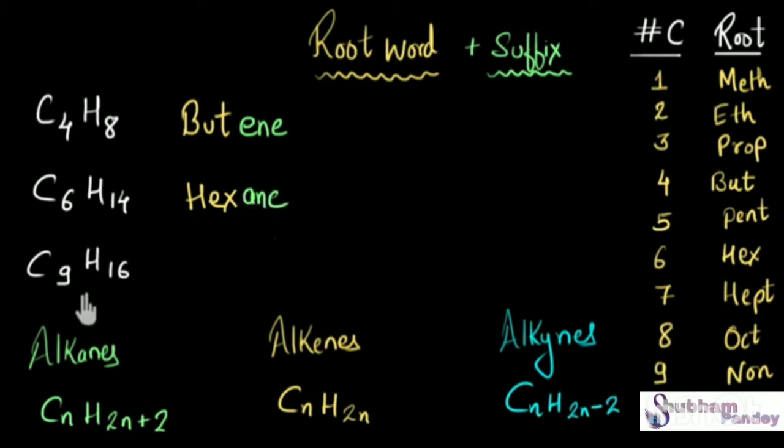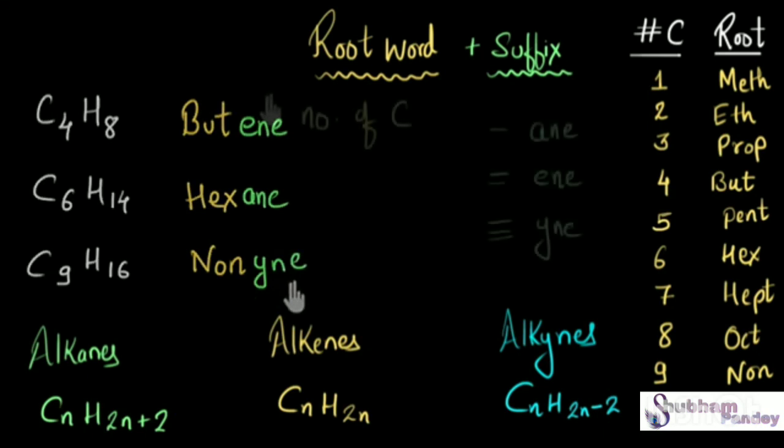Now let's do that for this molecule. This has 9 carbon atoms. So for 9, we use the root word non. And let's see if it's alkane, alkene or alkyne. 9 into 2 is 18, but the hydrogen number is 2 less than 18. So it will be alkyne, 2 less than twice. For alkyne, we use the suffix -yne. So the name of this compound is going to be nonyne.